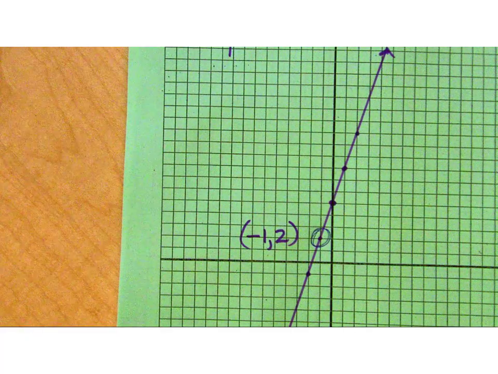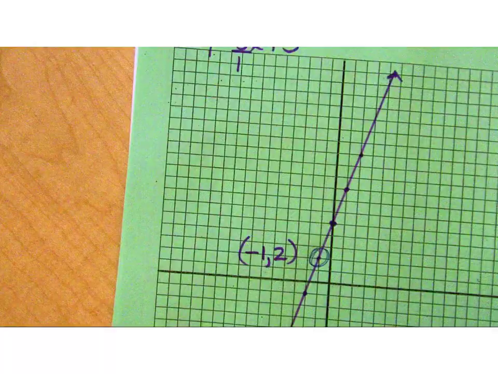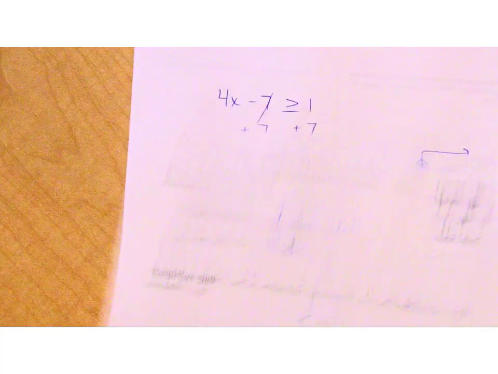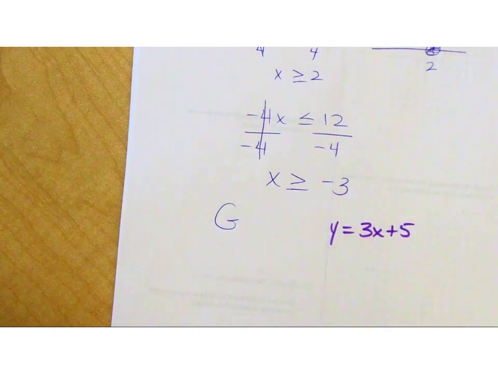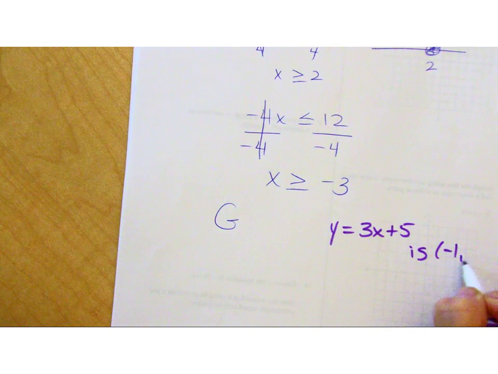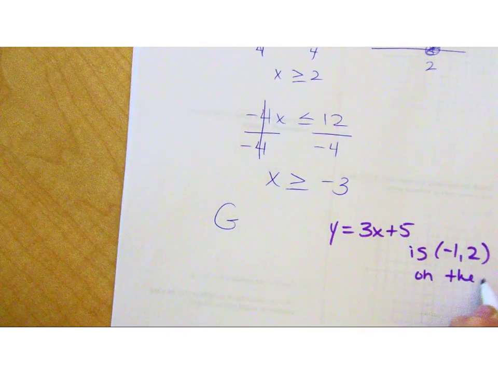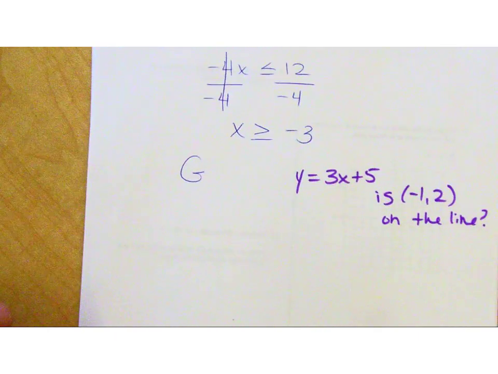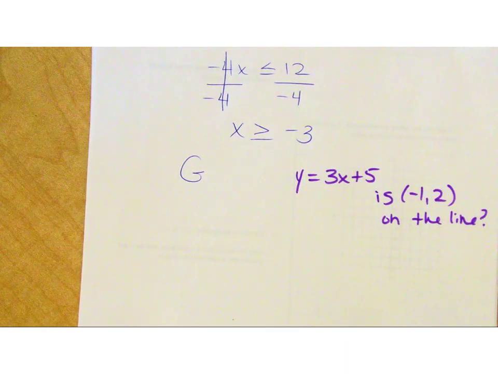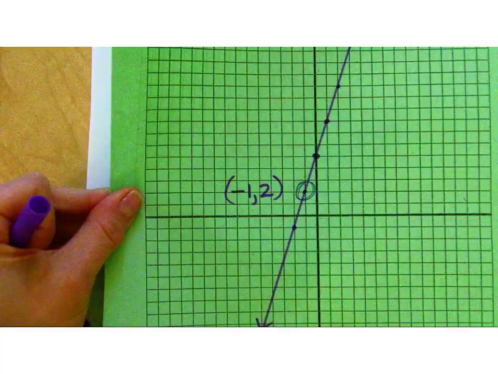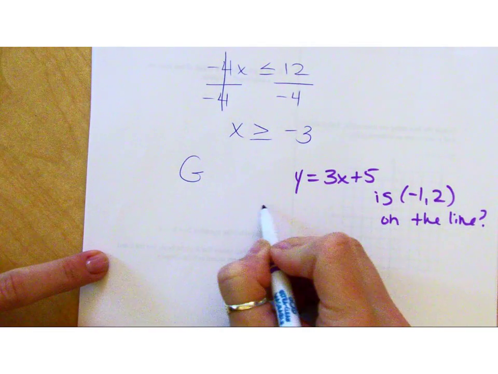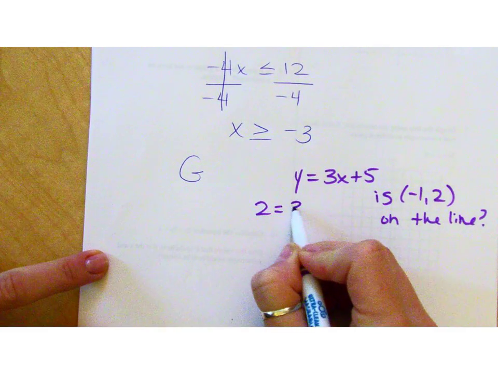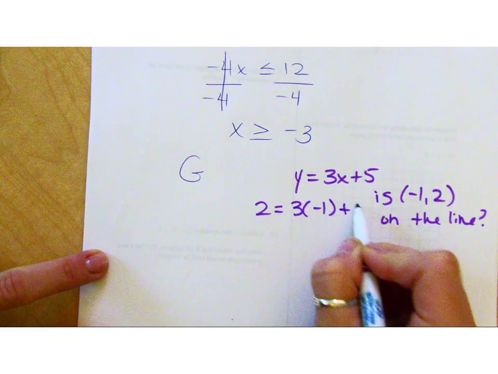But if I took this graph away, and if I said, I have a line called y equals 3x plus 5, is (-1, 2) on the line? Another way they might say it is, is this a solution for that? How could you tell without this? Anybody remember? We plug it in. Plug in solves a lot. So I would put in 2 for y and -1 for x, and I would see if it equals it.